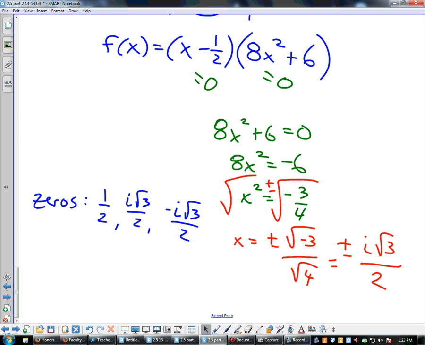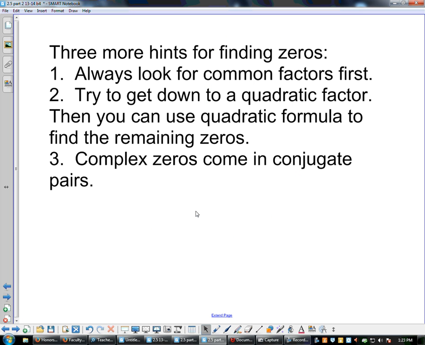All right, as you can see on your gift, there are 3 more hints for finding zeros. Here they are. Always look for common factors first. Then the second tip is to try to get down to a quadratic factor, and then you can use the quadratic formula to find the remaining zeros. And the third tip is that the complex zeros come in conjugate pairs.